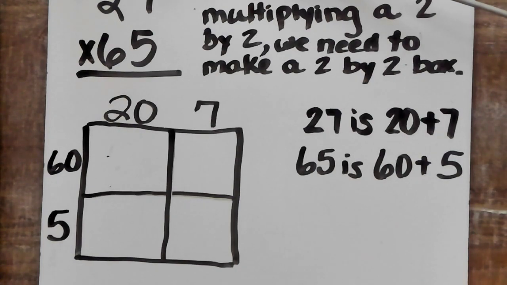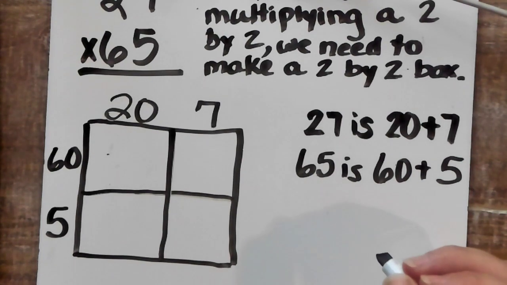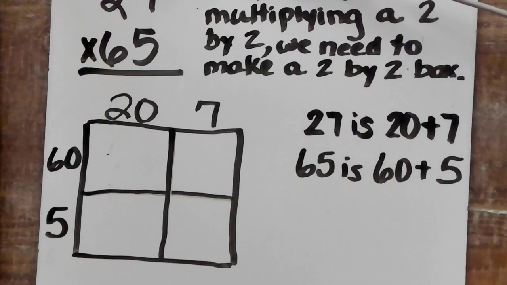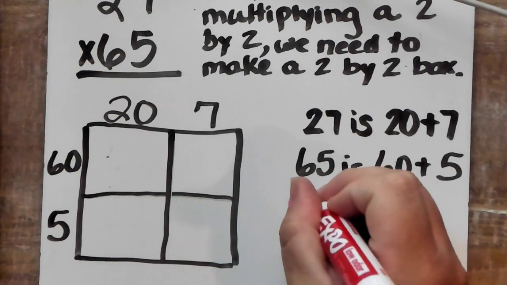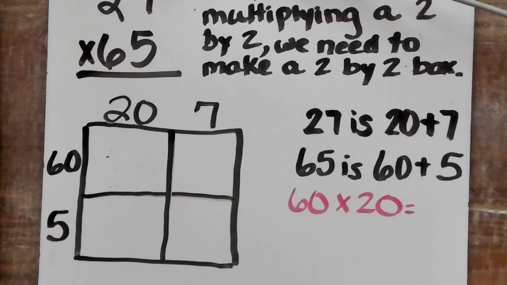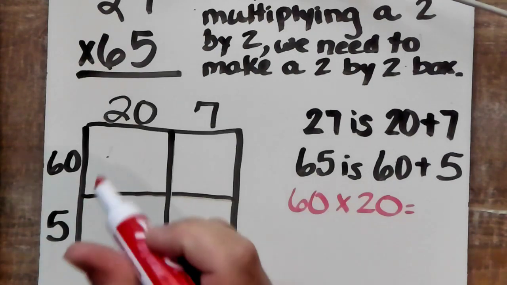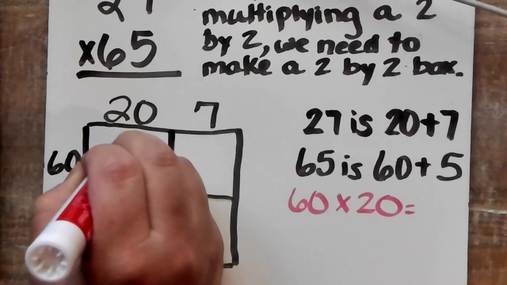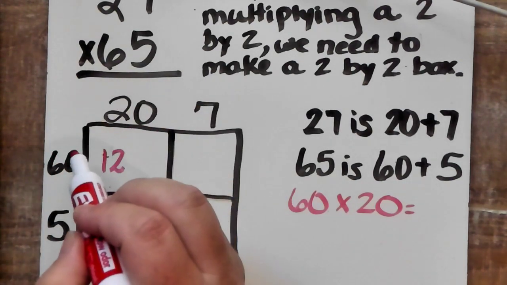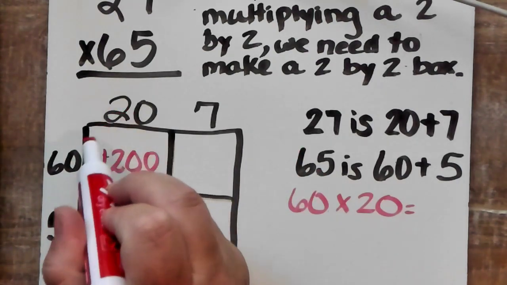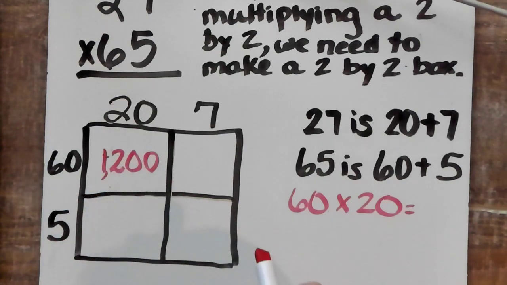Now for the actual multiplying part. The first box we're going to multiply is 60 times 20 first. Now, easy. Let's take some shortcuts here. We know that 6 times 2 is 12. So we can go ahead and write that in. And then we can simply count our zeros. 1, 2. Add that to the answer. So 20 times 60 is 1,200.